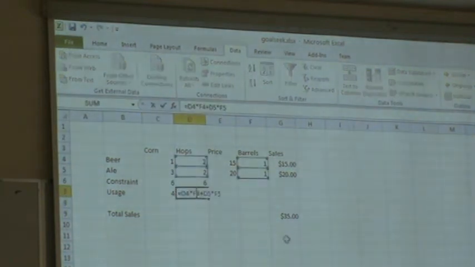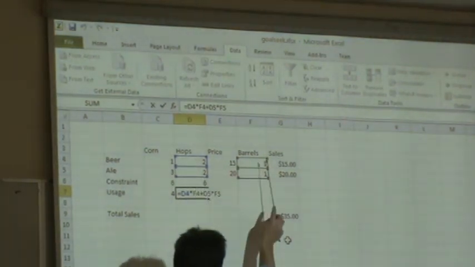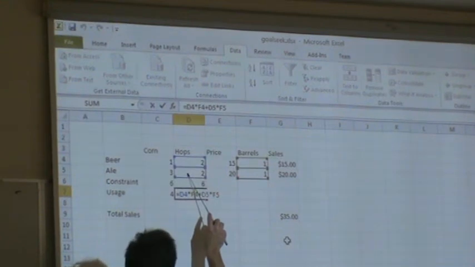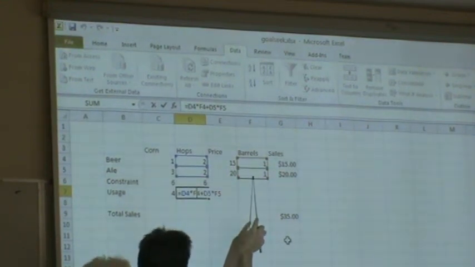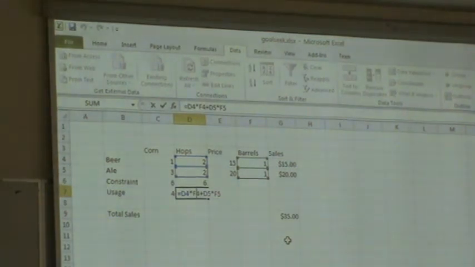And the same thing is true for the usage of hops. If this is how much gets used per barrel, multiply that by the number of barrels, add that to this, which is how much is used per barrel of ale, multiplied by the number of barrels of ale we made, add the 2 together. And so it's just a box keeping track of how much stuff we use.